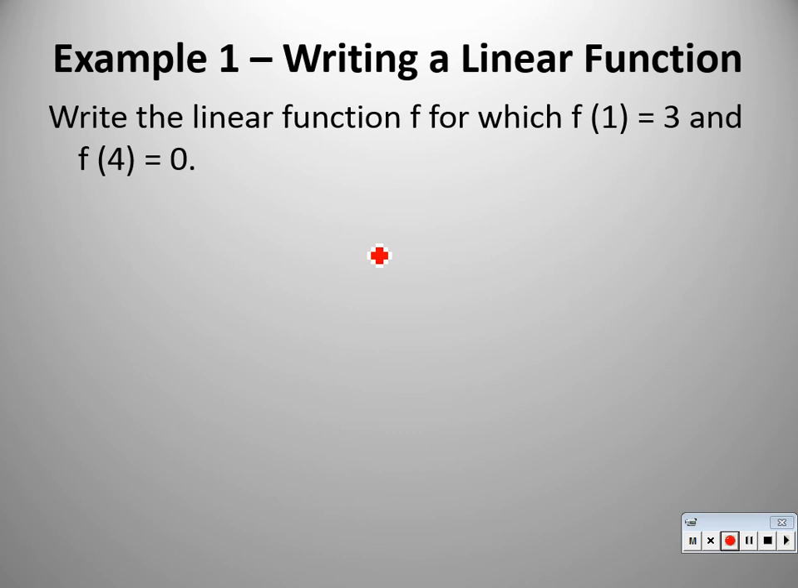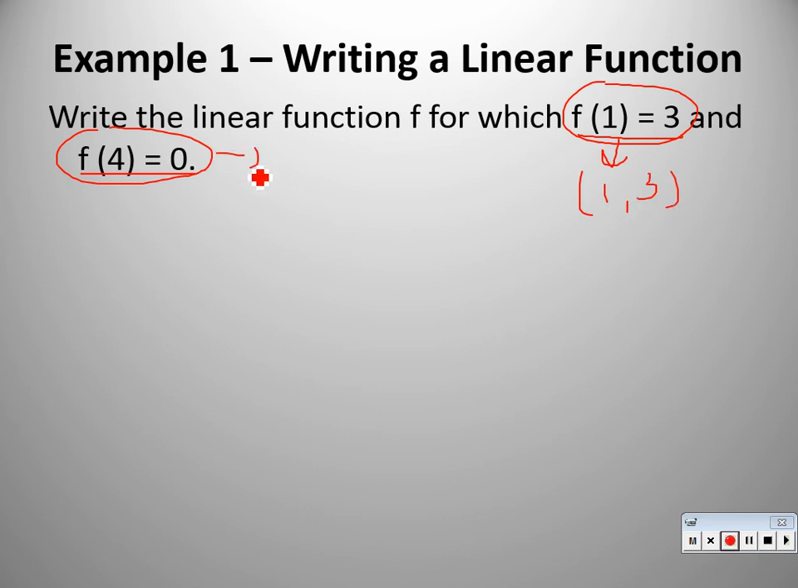So one of the examples that we have here says: write the linear function f for which f of 1 equals 3 and f of 4 equals 0. What they're giving you when it gives you this type of form is 2 points on the graph. So this right here would be the point (1, 3). This right here would be the point (4, 0).